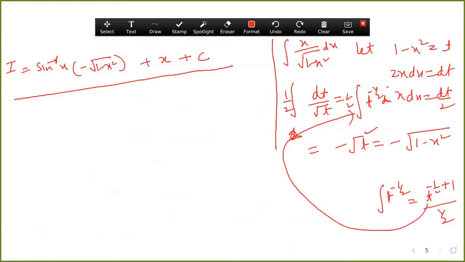Okay. Now come to example number 21. Example number 21. Let's take the new page.